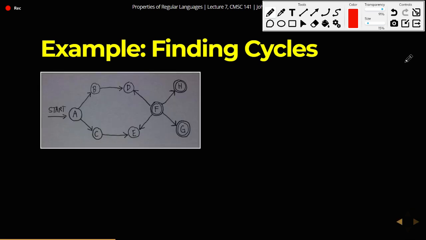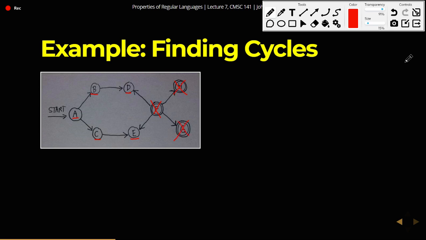How about for this DFA? So first, again, we need to remove the states that are unreachable. So we can only reach states A, B, D, C, and E. So we cannot reach states F, G, or H from the start state. So we'll need to remove them.